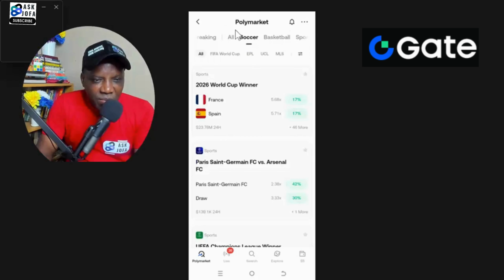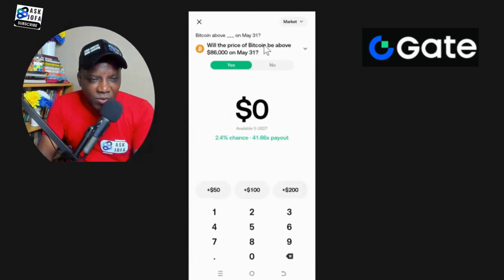If I decide to come here and choose another prediction market session, this is crypto. If you decide to go for this one, I want to use this to explain an important thing that you need to know. The earlier you enter a prediction market at a lower probability, the higher your potential payout will be. What does that mean?